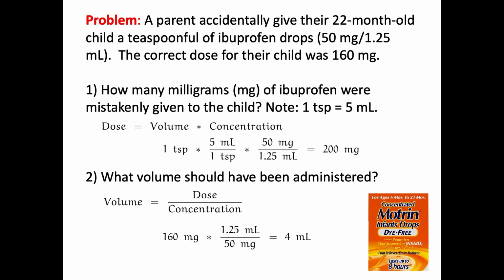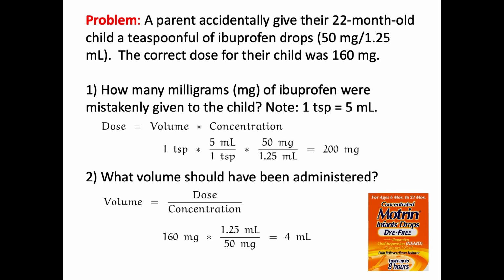Okay, 5 milliliters. Now we can multiply times the concentration, expressed so that we have the amount or the weight of the drug on top, 50 milligrams, over the volume of 1.25 milliliters. That way milliliters cancel, and 5 times 50 divided by 1.25 tells you that the final value is 200 milligrams. So the child got 200 milligrams when the intended dose was only 160 milligrams. So they did overdose by giving their child 5 milliliters or a teaspoonful.